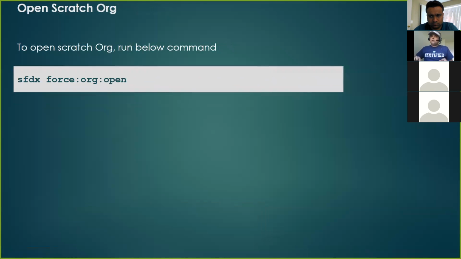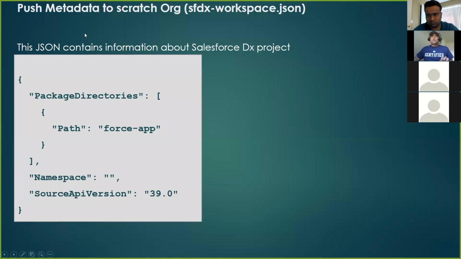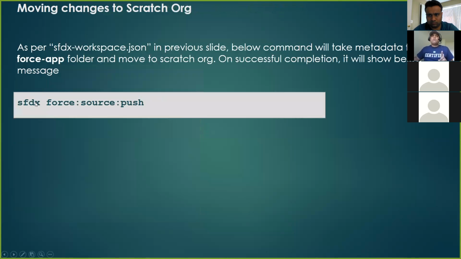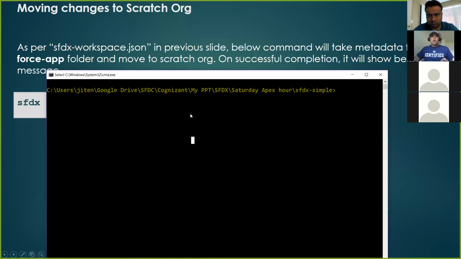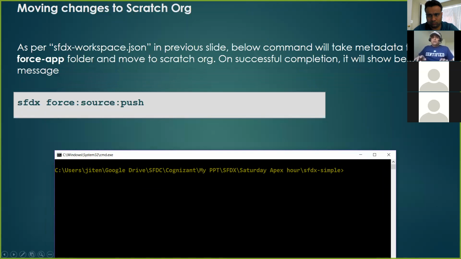So we are done with this step, push metadata to scratch org. That means I'm talking about the deploy. We simply have to run a simple command. If you are a Git user, you already know the push command, or you can simply say sfdx force source push.